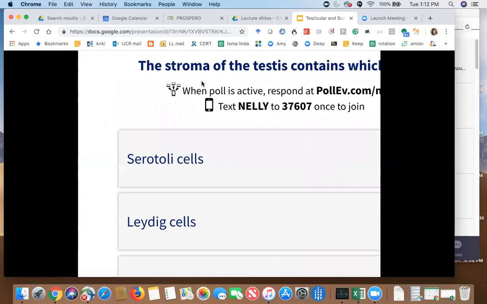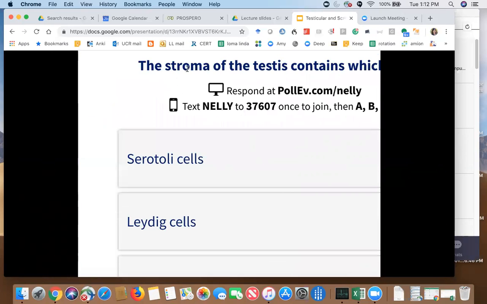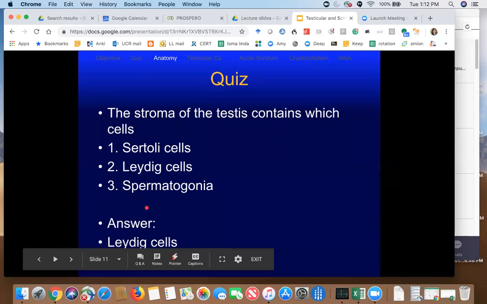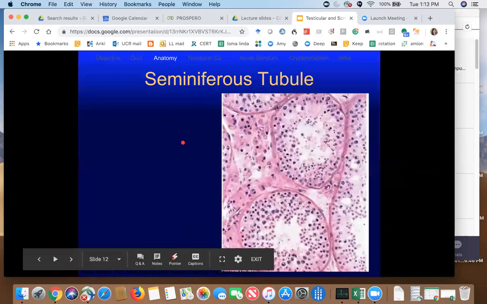So I think most of you got it correct. The stroma, if not all, stroma of the testes contain the Leydig cells. The stroma, so that's the answer.